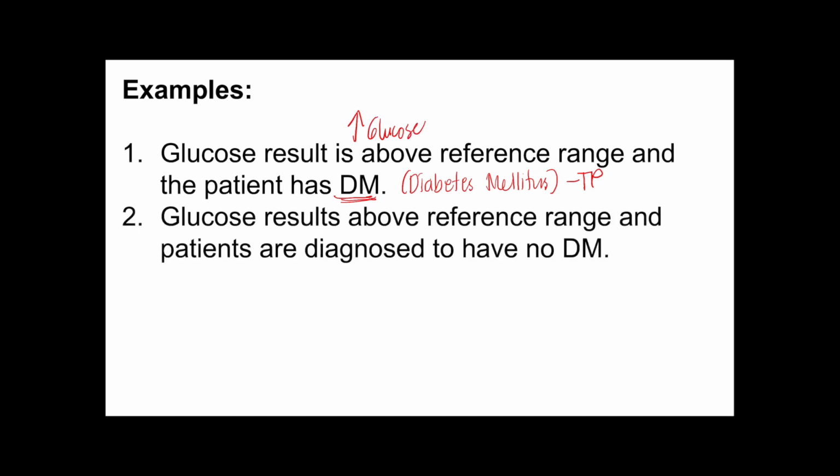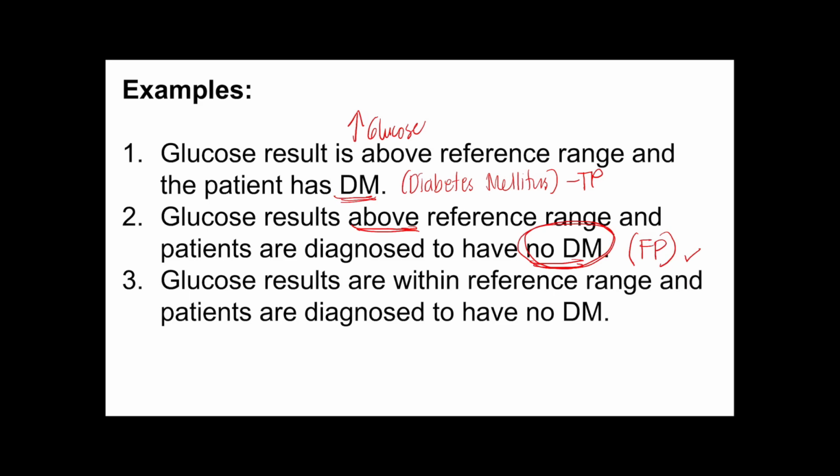Glucose results above reference range and the patients are diagnosed to have no DM. So what is this one? This is a false positive. Why false positive? Because the patients don't have diabetes mellitus. But how come the results showed that the glucose is increased? So that is not a true positive because the patients don't have the disease. That's why we designate it as false positive. How about number 3?